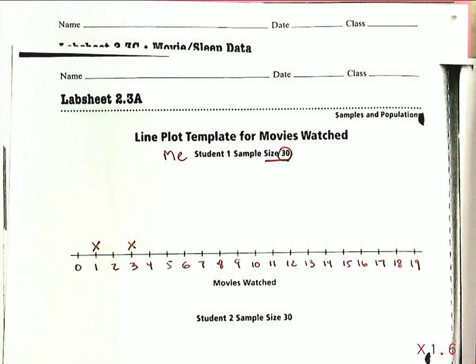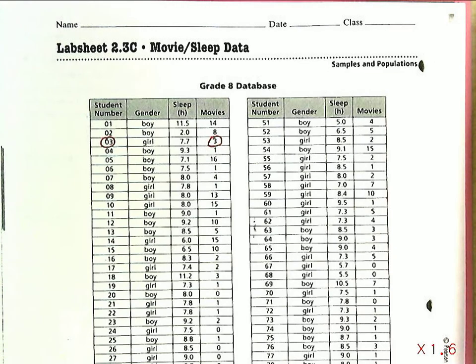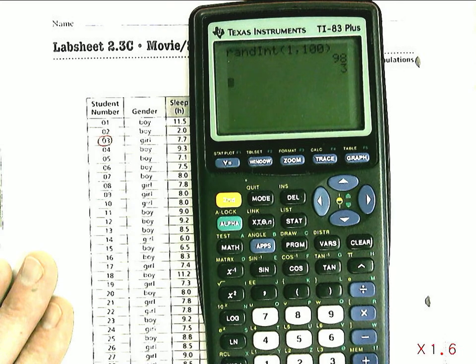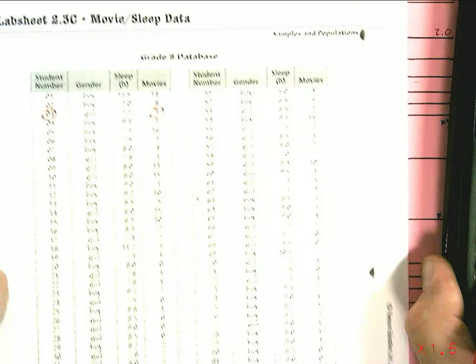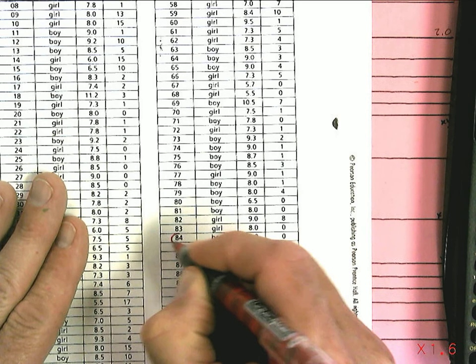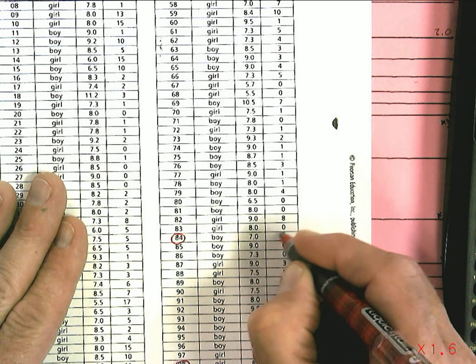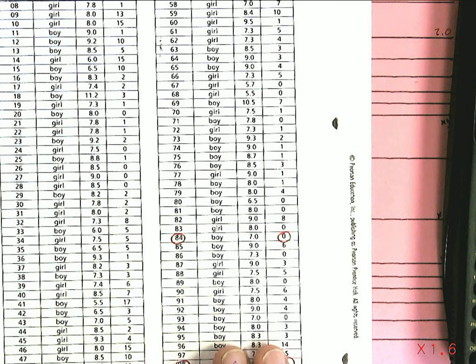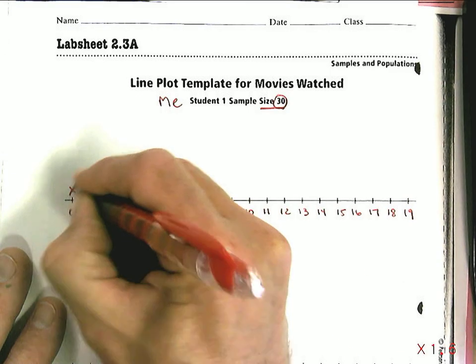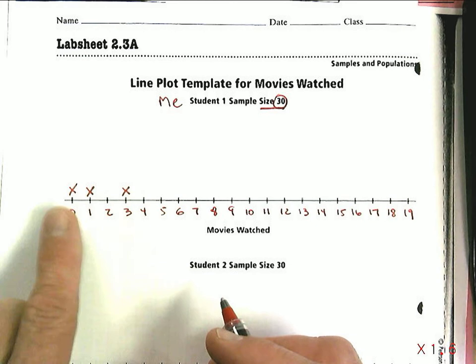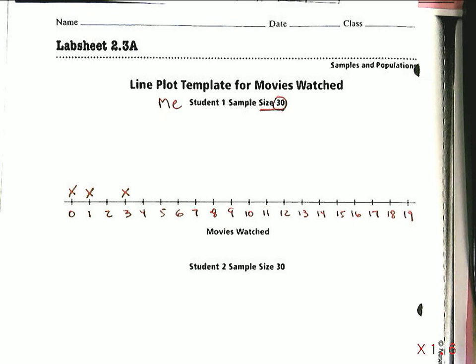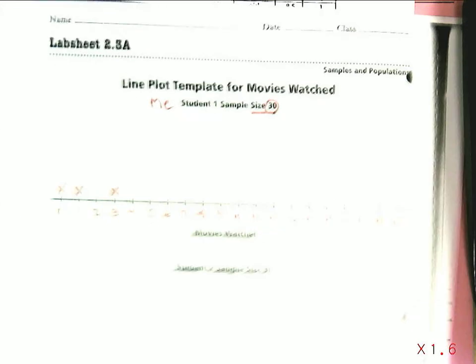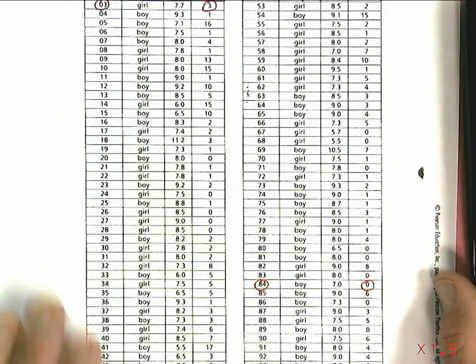And so now I'm going to actually just keep going until I have chosen 30 people off the list. So I'm going to hit enter again, and now person number 84 was chosen. So I'm going to go to person number 84 on my list, and that person watched 0 movies. So I'm going to go back to this sheet and mark an X above the 0. So far I've chosen 3 people. One of them watched no movies, one watched 1, and one watched 3 movies. So again, I'm just making a line plot of my results, keeping track of what I got.